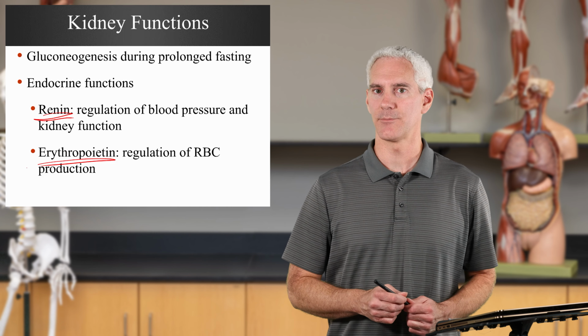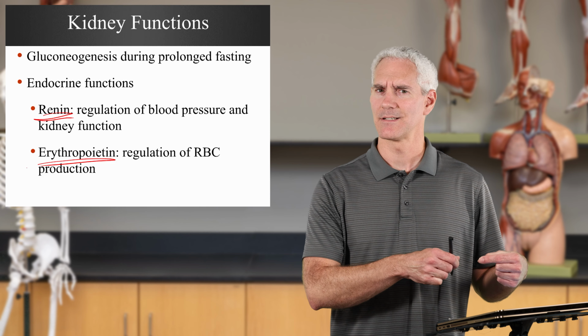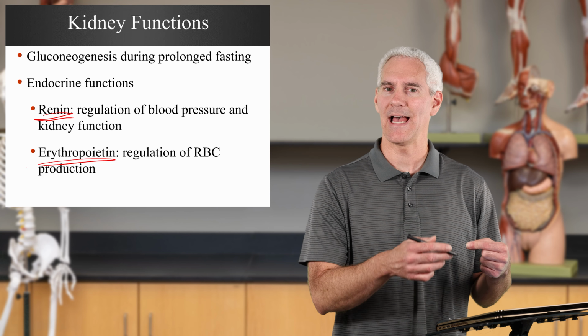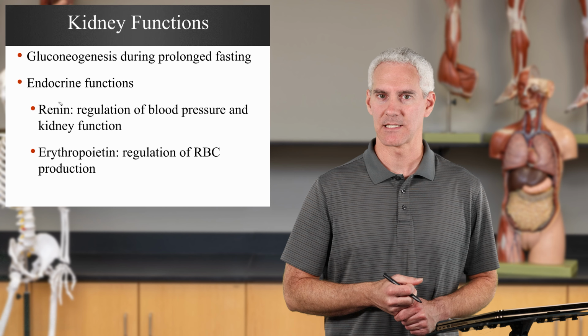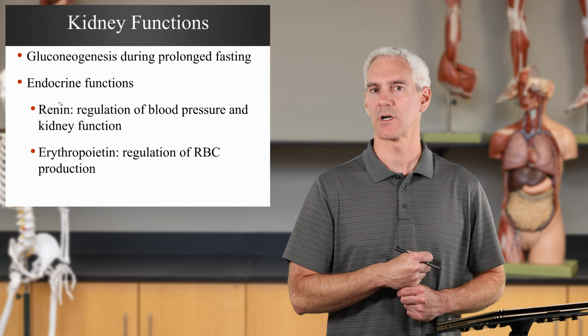Erythropoietin, looking at red blood cell production. So that means the kidneys have a handle and an aspect in controlling the production of red blood cells. They can actually increase your red blood cell production by stimulating more erythropoietin.